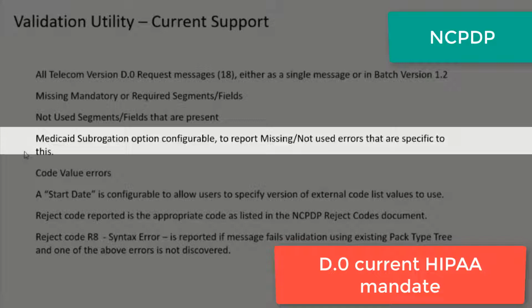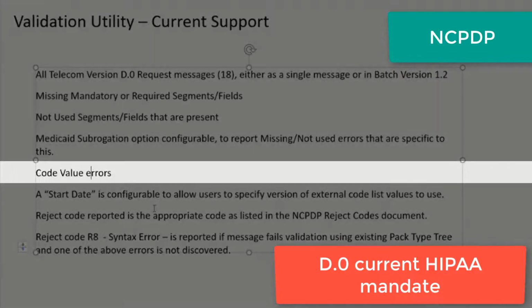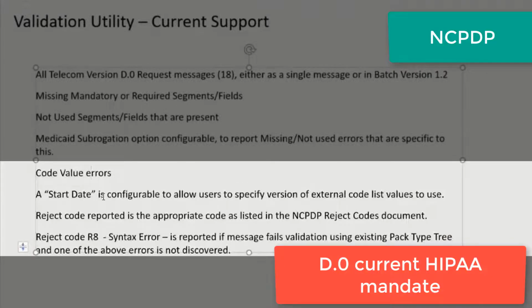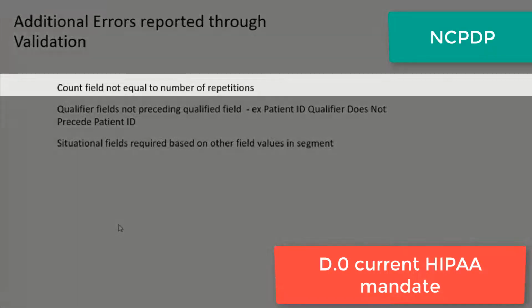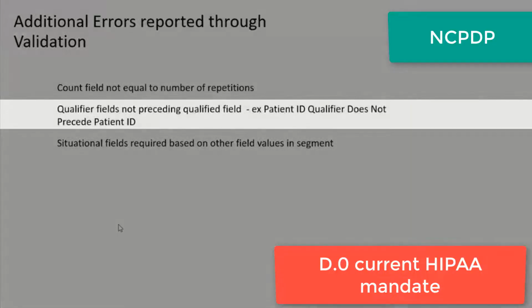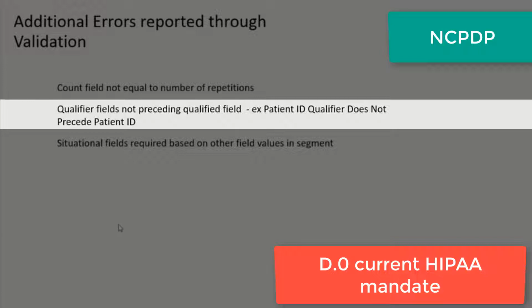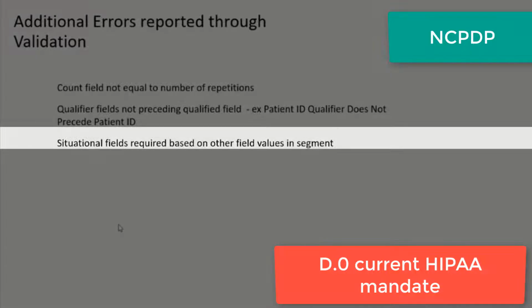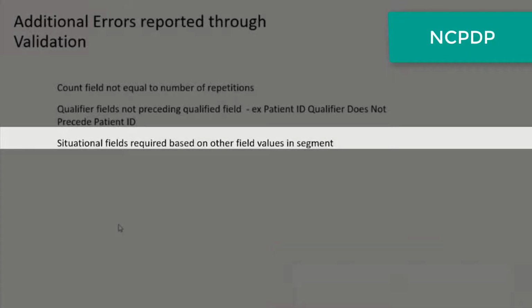We do have Medicaid subrogation options configurable. Code value errors are validated, and with the code value errors, you can indicate a start date to specify which version of the external code lists to use. The other errors that can be reported: we're checking for count fields not equal to the number of repetitions within a segment, cases where the qualifier fields need to precede the qualified field, and situational field values based on other values in the segment.